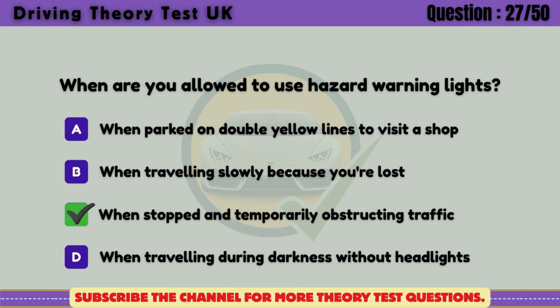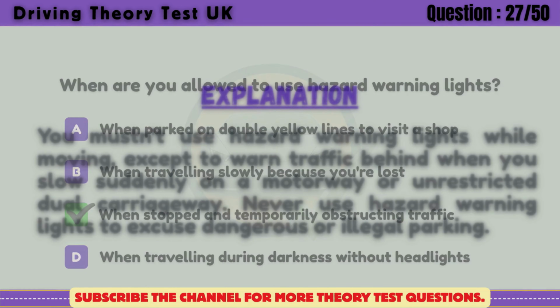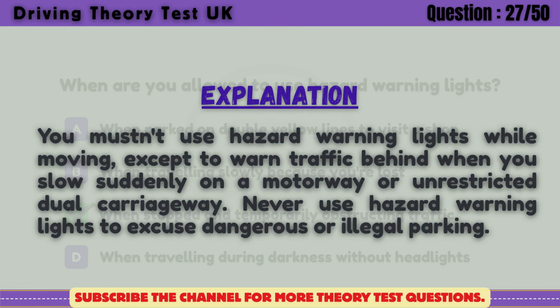Answer is C. When stopped and temporarily obstructing traffic. You mustn't use hazard warning lights while moving, except to warn traffic behind when you slow suddenly on a motorway or unrestricted dual carriageway. Never use hazard warning lights to excuse dangerous or illegal parking.